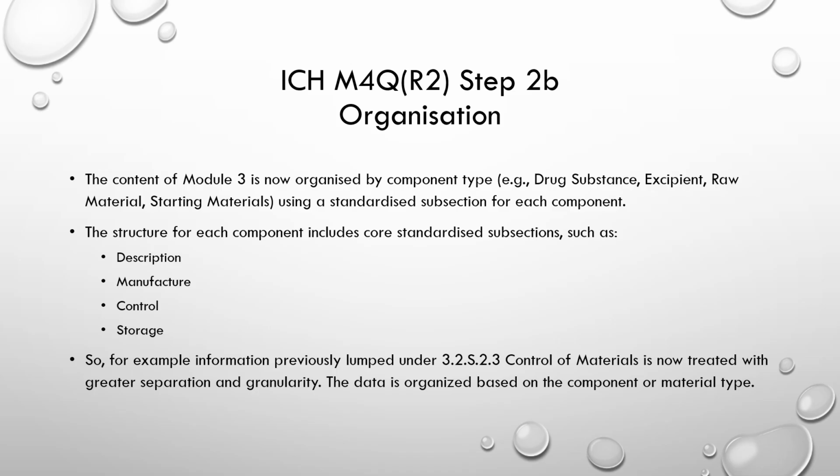Previously, certain information on your starting material, which is required for ATMP, for example the manufacture, not just listing your starting material but providing your manufacture, your quality controls, and the stability of your starting material, all of that used to be lumped in your control of materials. It's now treated with separation and granularity, so that it's clear and organized in a way that makes it easy to review and easy to author and write.